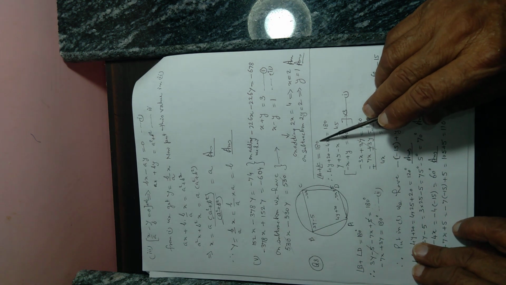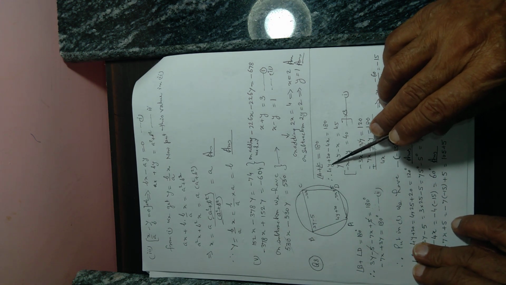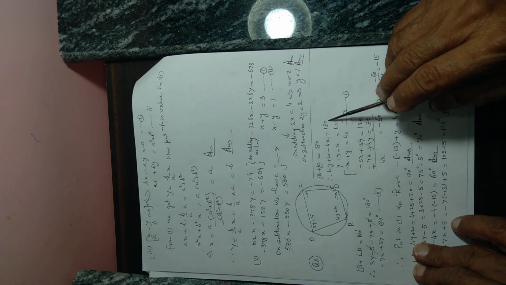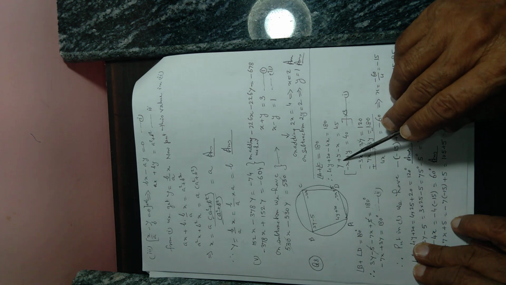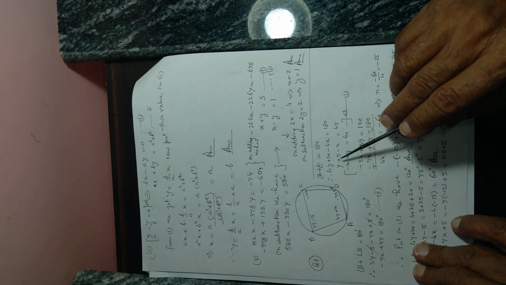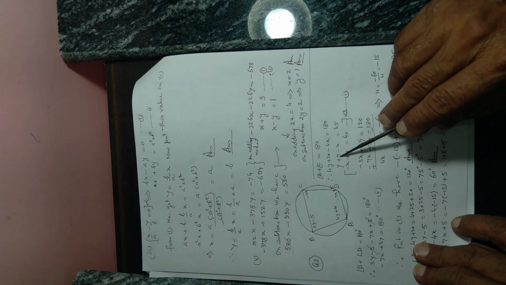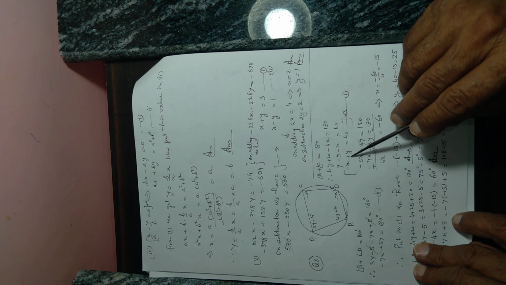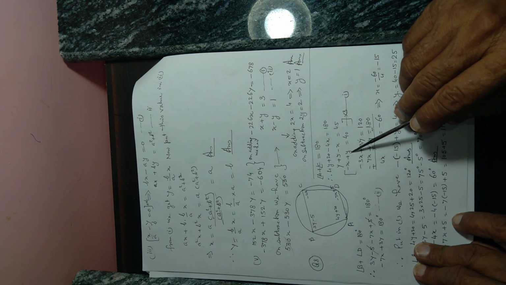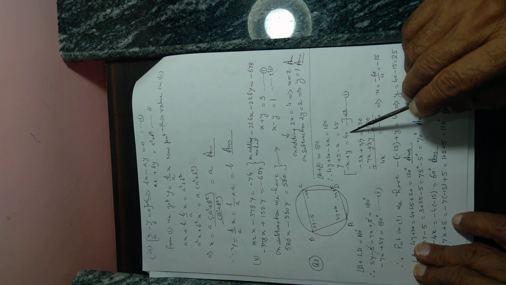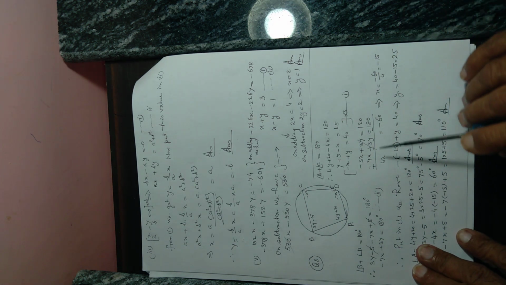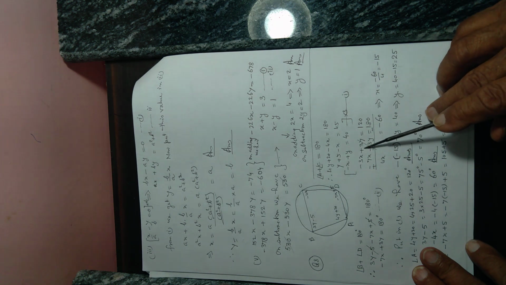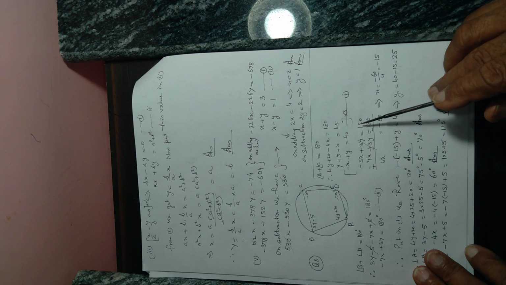So A plus C is equal to 180. I have written here, so 4y plus 20 minus 4x is equal to 180 degrees. Solve it. You will get y plus 5 minus x equal to 45. Write it in the equation in this way: minus x plus y is equal to 40. And just multiply it. You will get here minus 3x plus 3y equal to 120 degrees.